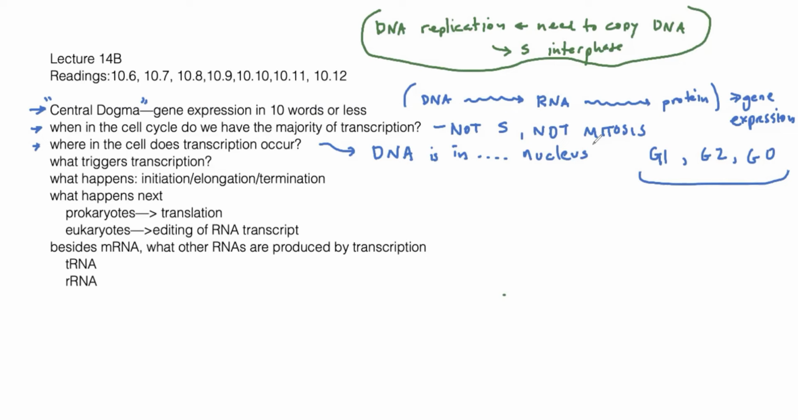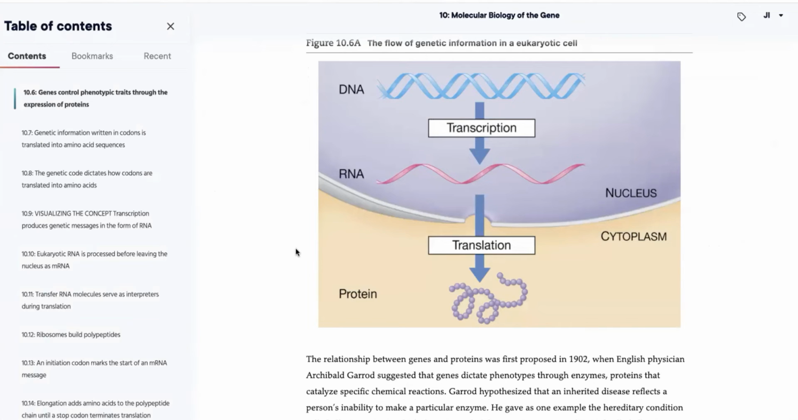Okay. And so now would be a good time for us to switch over to our textbook. We're looking at figure 10.6a. This is in chapter 10, part 6. And this is basically showing you the flow of information in the cell as described by Archibald Garrod, an English physician, as it says right here at the bottom of the page. Generally, the idea is that we've got the information code of the DNA giving rise to a molecule of RNA. That's the transcription part.